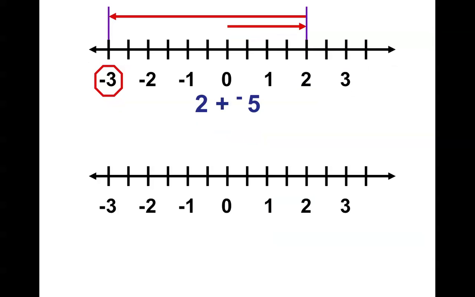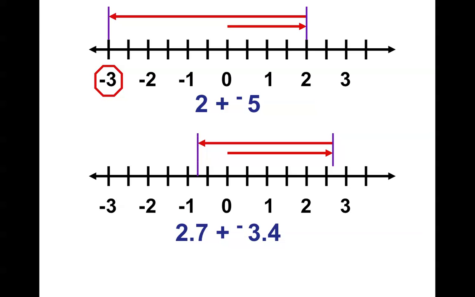Here's this chapter. What if I have decimals instead of having nice, regular, neat numbers? Well, in this situation, once again, I want to go 2.7 to the right, and then 3.4 to the left. And I end up right here at negative 0.7.